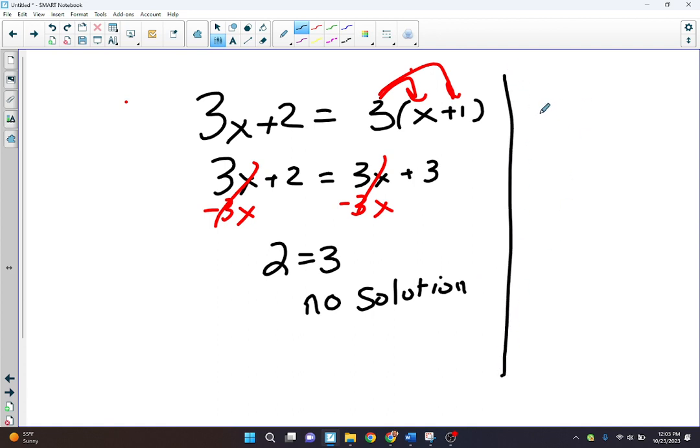Let's say in another situation, 2x plus 5 equals 2x plus 5. You subtract the 2x on both sides. By the way, you could notice something's up when the x's are on the same level or the exact same expression is on both sides. So 5 equals 5. In this case, that's always true. That can never not happen.